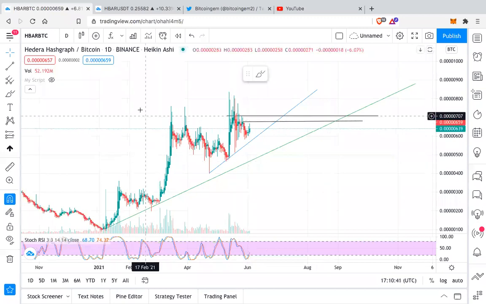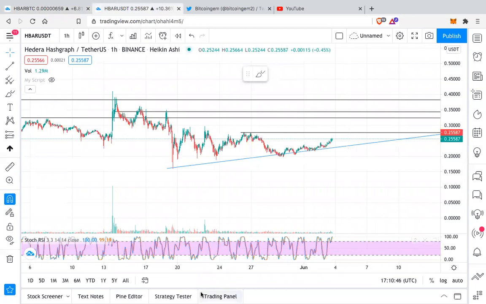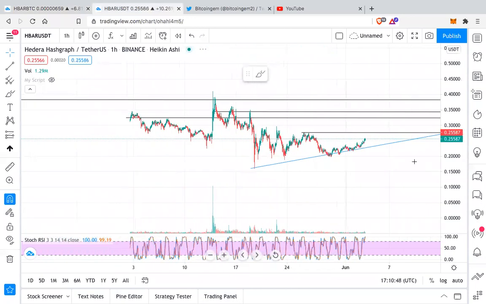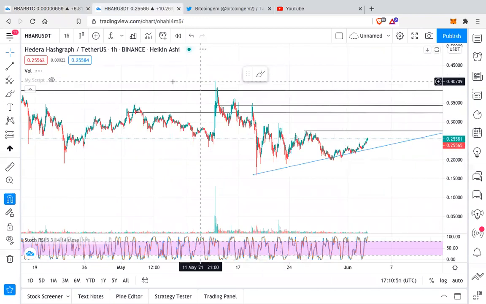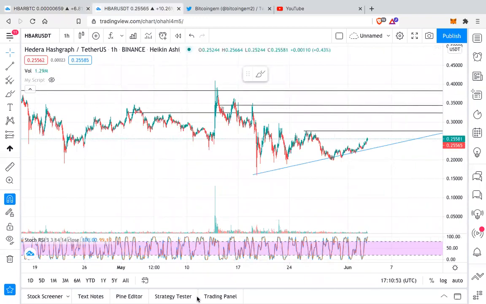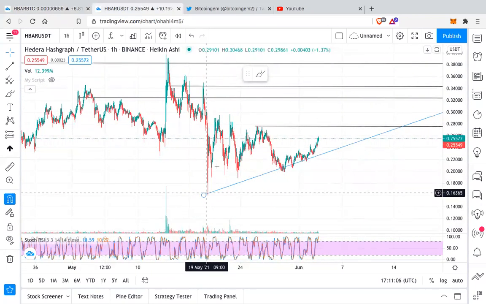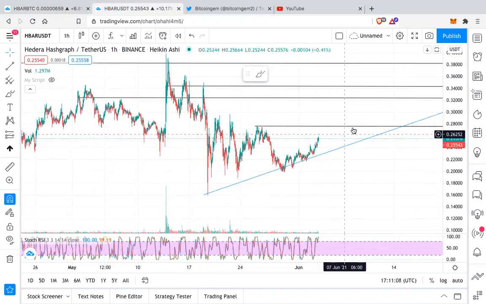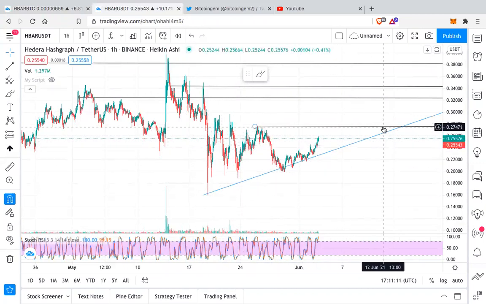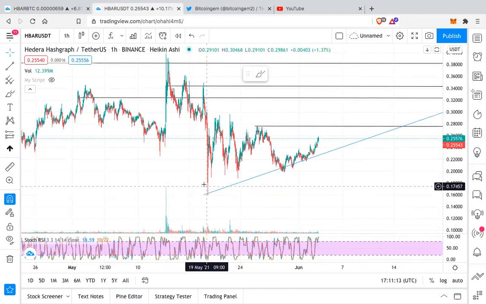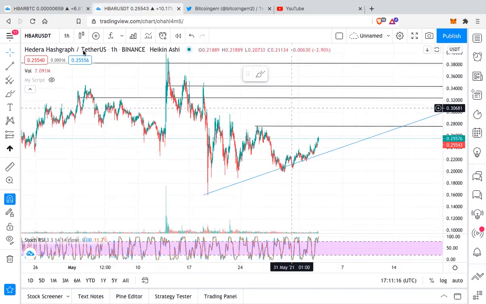So we are looking at HBAR, and first let us look at the HBAR USDT chart. So this is the HBAR USDT chart, and this is a 1 hour chart. As you can see, since the correction of 19th May, it is slowly grinding upwards and it's on an upwards channel. So on a lower time frame, it is on an uptrend.